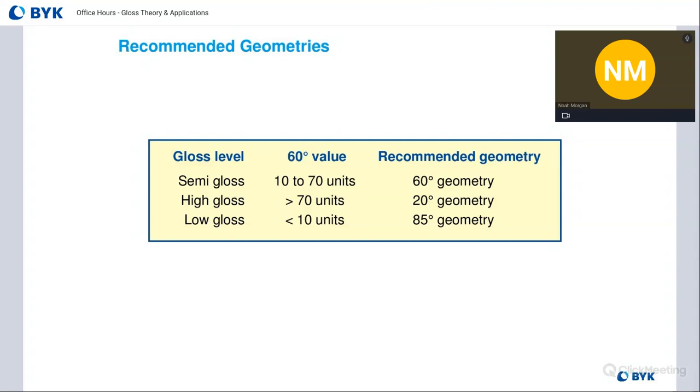And as for low gloss, usually matte surfaces, they're going to be defined as less than 10 gloss units. And for that, we want to use an 85-degree gloss meter.